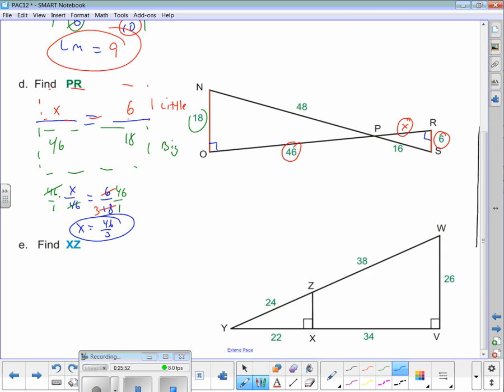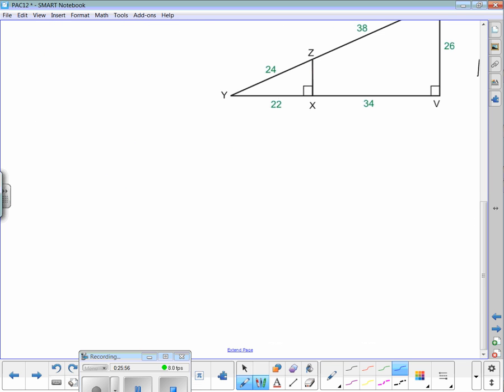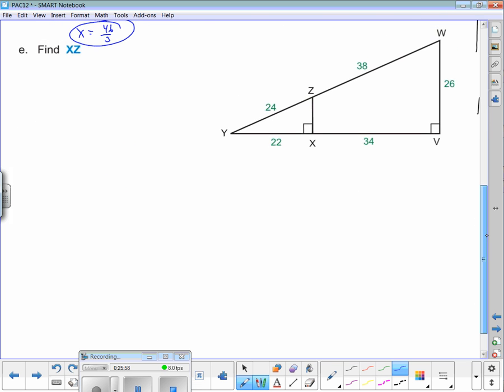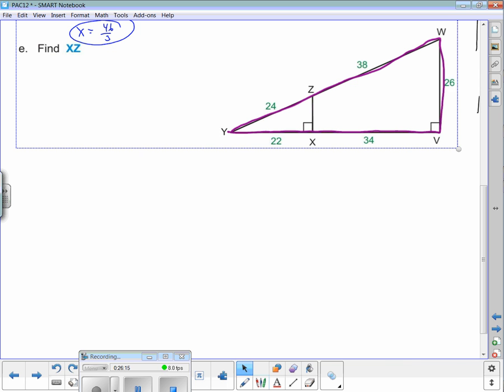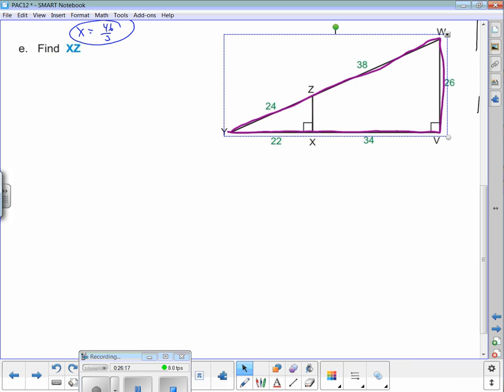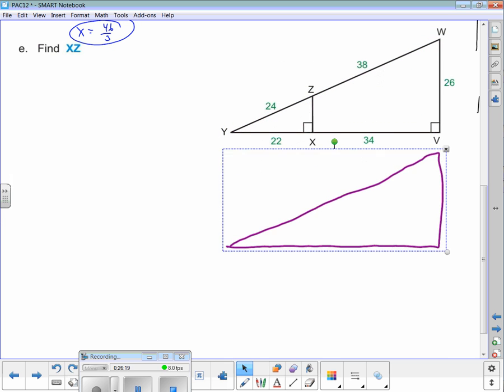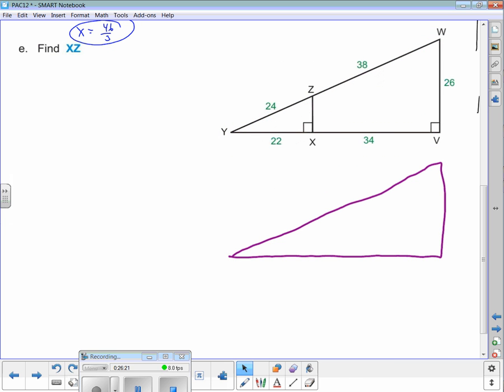Okay, one more. This is a very common looking drawing of similar triangles. Be careful here, because the bigger triangle really has the little one inside the front of it. So I'm going to help you visualize this by separating them. Whoops, let's see if I can get it. There we go. Do you see that?